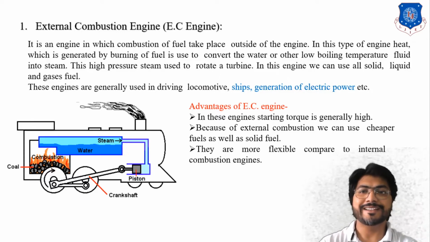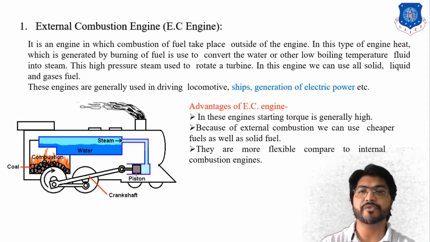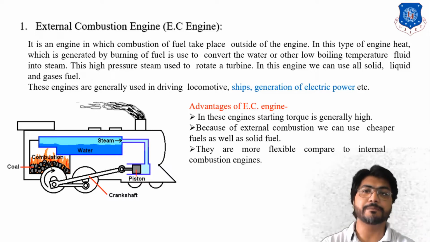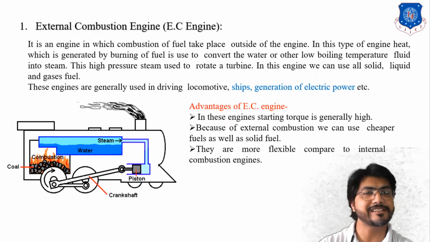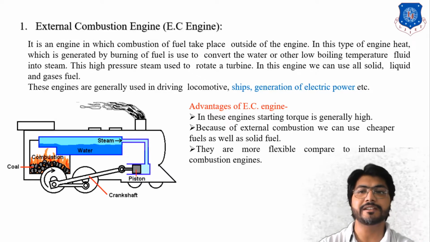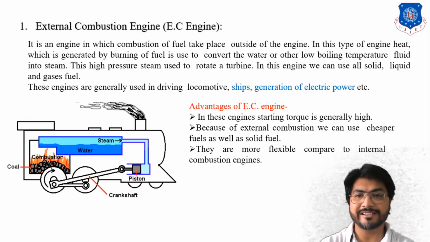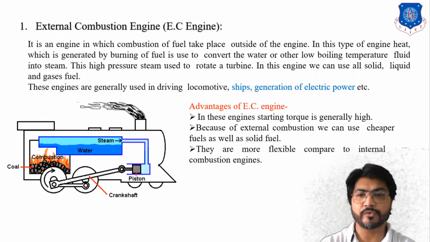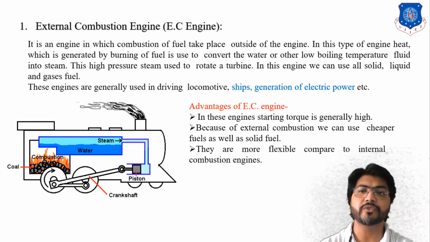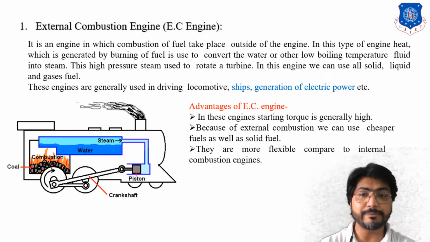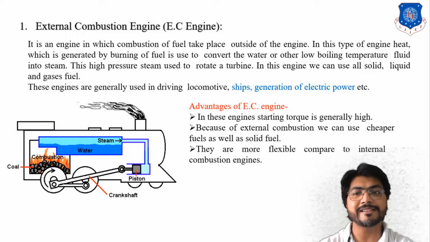It is the engine in which combustion of the fuel takes place outside the engine. In this type of heat engine, the heat generated by burning of fuel is used to convert water or another low boiling temperature fluid into steam, like a steam power plant, which is an external combustion engine. In the diagram, this is a locomotive engine in which combustion takes place. The fuel used is coal. The energy generated is supplied to the water, which is converted into steam. That high pressure steam is passed over the piston, and the piston moves from TDC to BDC, so that we obtain mechanical energy.